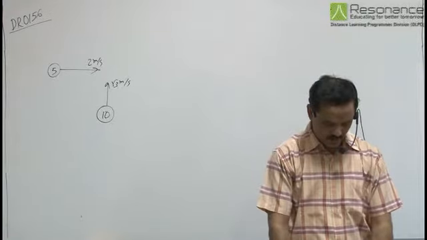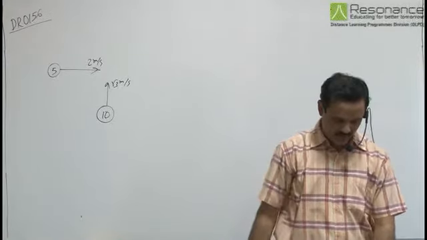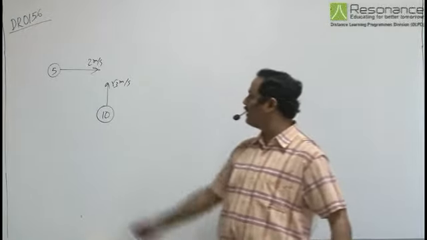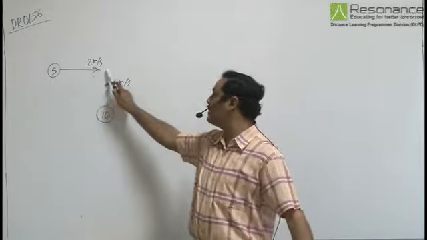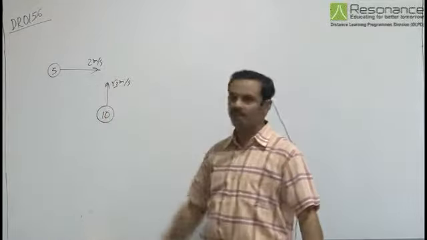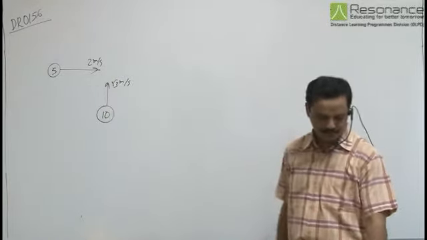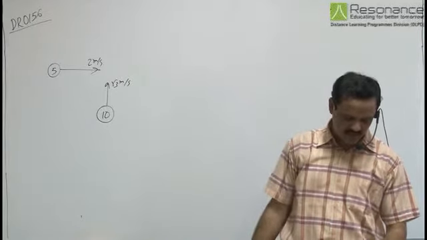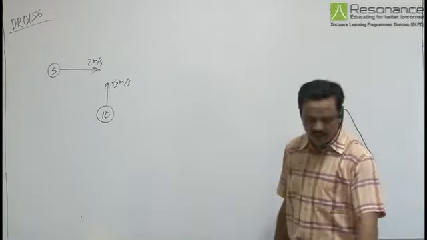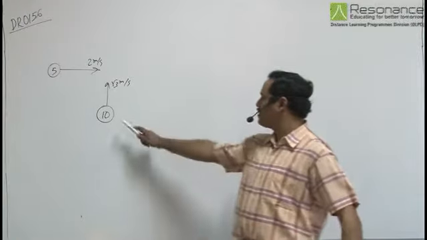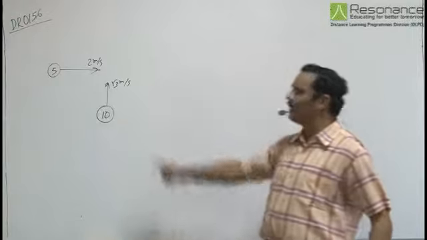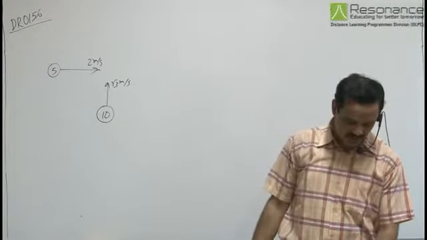In this particular problem, a body of mass 5 kg moves along the x-axis with velocity 2 meter per second. A second body of mass 10 kg moves along the y-axis with velocity root 3 meter per second.